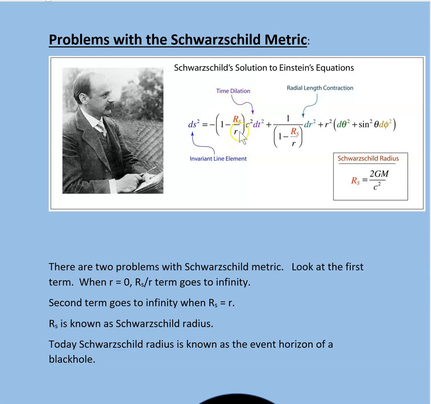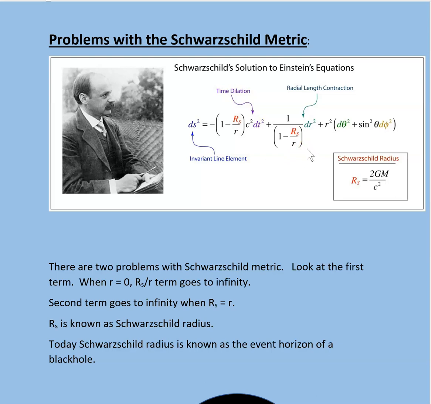Actually minus infinity, correct? When r equals 0, this becomes infinity. 1 minus infinity is minus infinity. So this is a singular point, r equals 0. And the other point is rs, the Schwarzschild radius, r equals the Schwarzschild radius. Then this becomes 1, and this becomes 0, this whole term, and this whole term goes to infinity. So these two were the problems with the Schwarzschild metric.